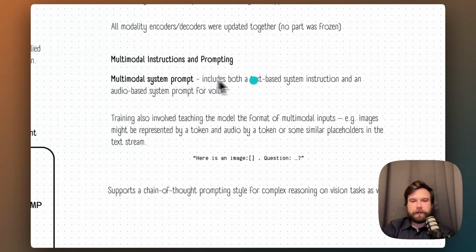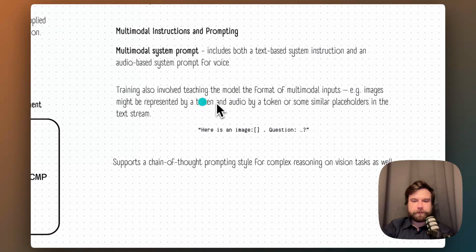Yeah, and we already told they used both a system prompt for text-based tasks and this audio system prompt for voice. And the training involved a mix of modalities. So, for example, a prompt saying, here is the image, and then those encoded tokens of the image, then the user question, and then the model was trained to generate the response. And so, again, nothing out of order, I would say, on the training part.